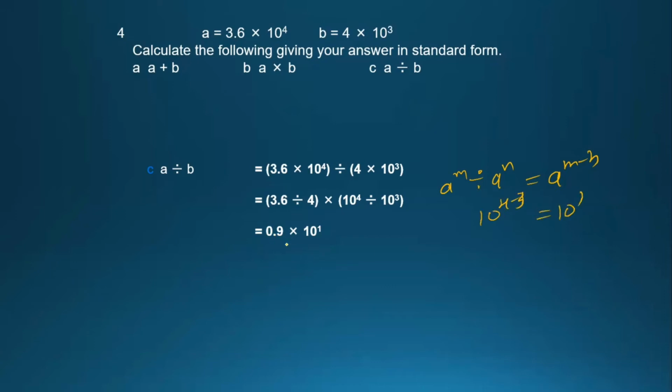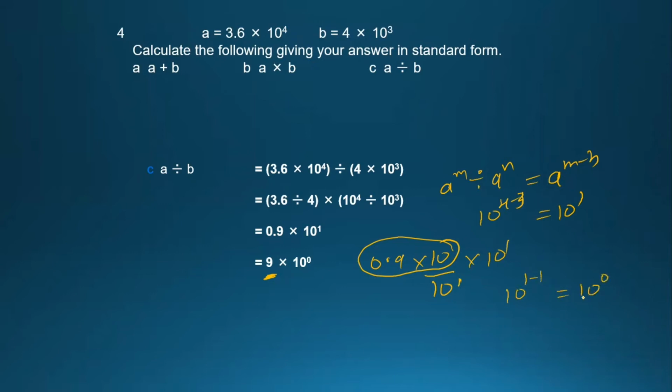Now 0.9, is it in the standard form? No. So what we need to do here, we want 1 as a whole number. So I need to multiply by 10. So when I am multiplying by 10, I also have to divide by 10. So this becomes 0.9 into 10, and when we multiply by 10, what we get is 9. And 10 raised to 1 divided by 10, so this becomes 10 raised to 1 minus 1, which is 10 to the power 0. And 10 to the power 0 is again 1, remember. So this is how we write in a standard form.